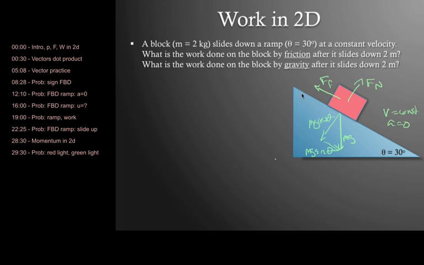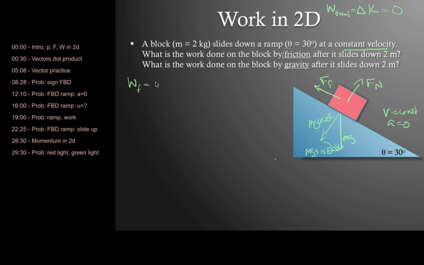So here we want to know the work that's done on this box due to two pieces. We can recall that the total work done is equal to the change in kinetic energy. But since this box has a constant velocity, this is going to be 0. The kinetic energy isn't changing, so the total work is 0. But we're splitting this total work up into two different pieces. Friction is doing work on this box, but that's being countered by the work of gravity.